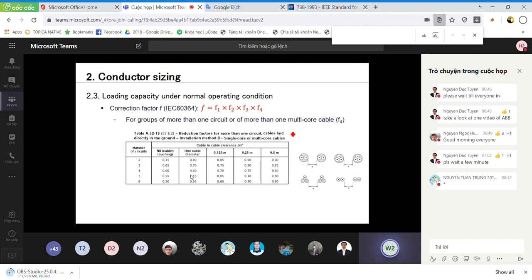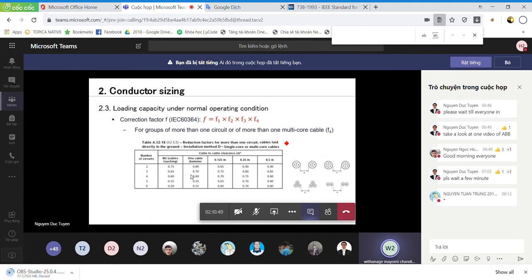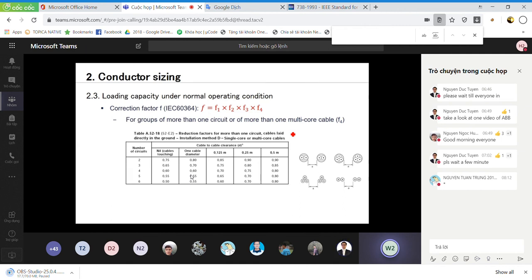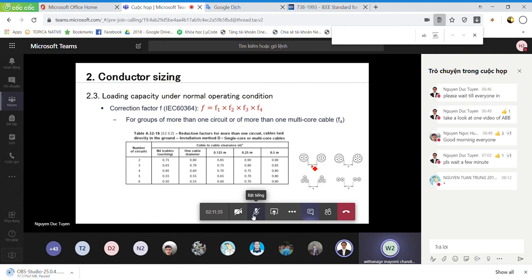F4 is for a group of more than one circuit or more than one multicore cable. We can see multicore cables here. This picture and this table show the reduction factor for more than one circuit of cables laid directly in the ground. You can get an idea by seeing this table, part F4. Here are the number of circuits and the cable-to-cable clearance, and they change the factors. Yes, they affect F4.